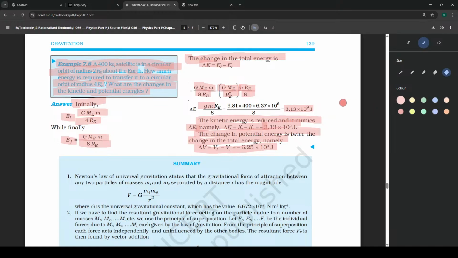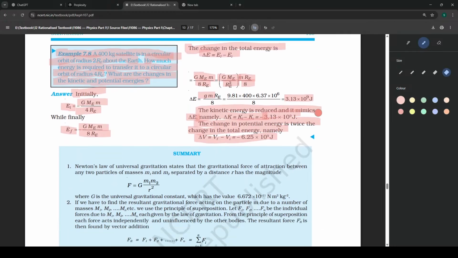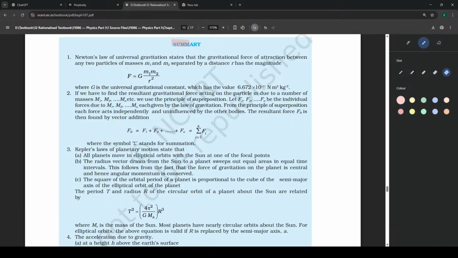Okay, then let's see the summary. Newton's law of universal gravitation states that the gravitational force of attraction between any two particles of masses m1 and m2 separated by distance r has a magnitude F equals G m1 m2 by r square. This is the gravitational law, where G is the universal gravitational constant, which has a value 6.672 into 10 power minus 11 Newton meter square per kg square.